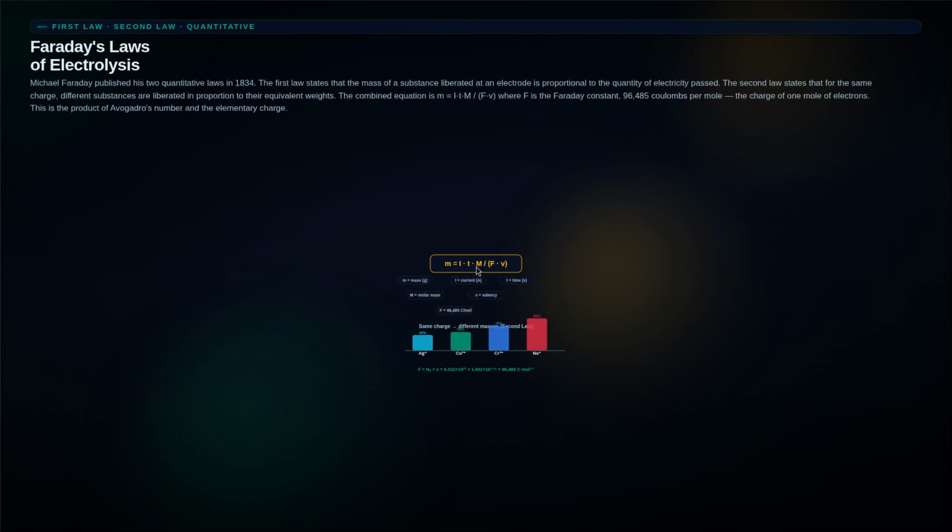Michael Faraday published his 2 quantitative laws in 1834. The first law states that the mass of a substance liberated at an electrode is proportional to the quantity of electricity passed. The second law states that for the same charge, different substances are liberated in proportion to their equivalent weights. The combined equation is m equals I times t times M divided by F times v, where F is the Faraday constant, 96,485 coulombs per mole. That is the charge of 1 mole of electrons. It is the product of Avogadro's number and the elementary charge.